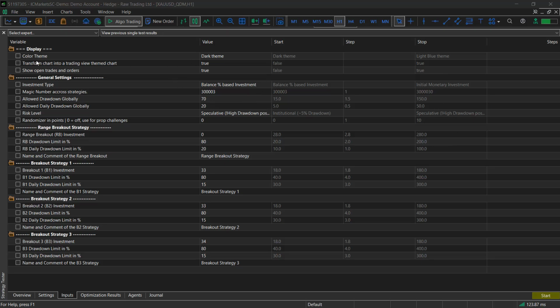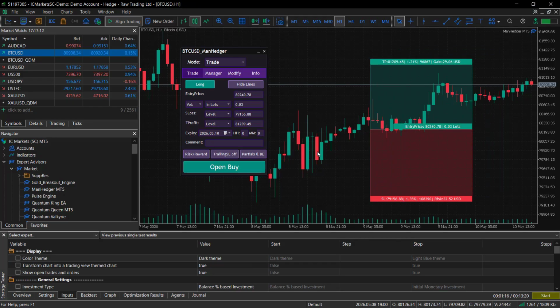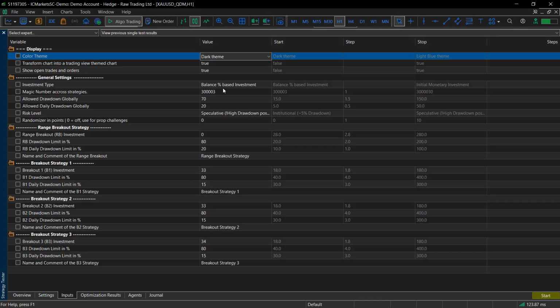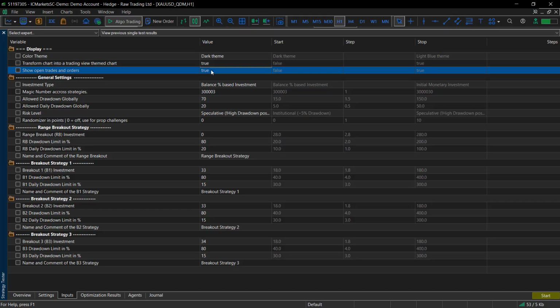The input parameters are divided into groups. The first group is the display group. Here you can set the color theme of the panel. The colors are similar to those used in the manager. You can also choose whether you want the chart to be transformed into a cleaner, more modern style and whether open trades and orders should be displayed on the chart. Then we have the general settings.